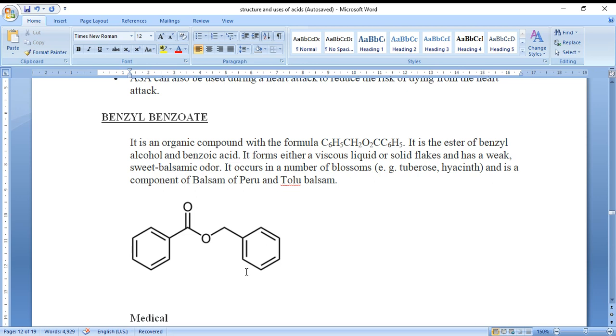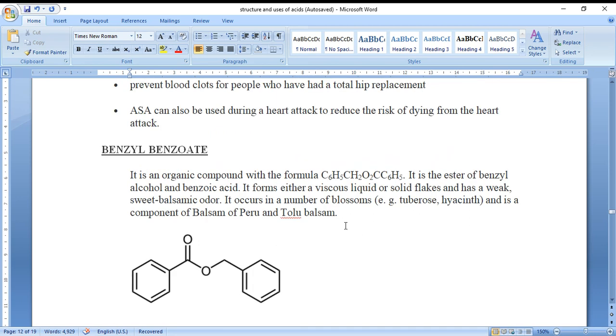So whenever we link an acid and an alcohol, the combination will always lead to the formation of an ester. Can you remember the IUPAC nomenclature of esters? It forms either a viscous liquid or solid flakes, or has a weak sweet balsamic odor.